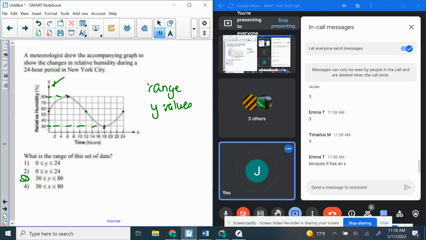Yeah, because that's an x. Perfect. Good job. And then your 0 to 24, again, x. Yep, x is domain. And the same for number 2. Exactly. You could cross that out, too.